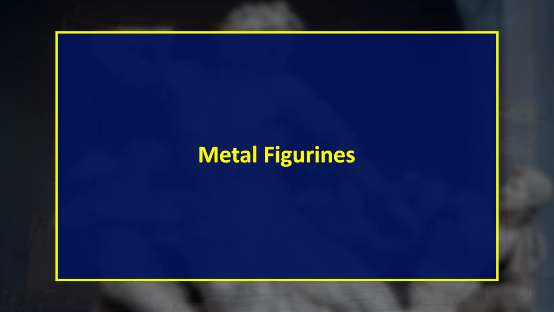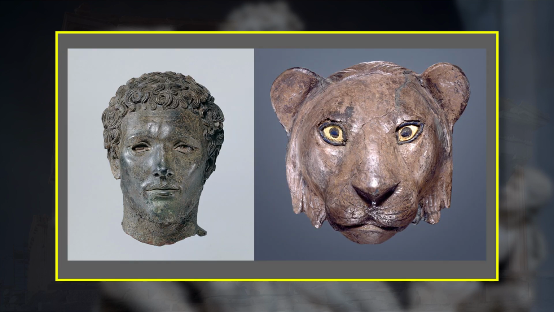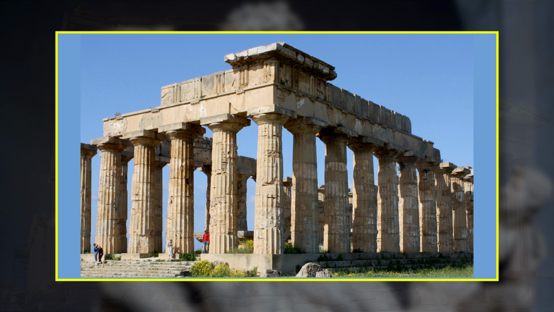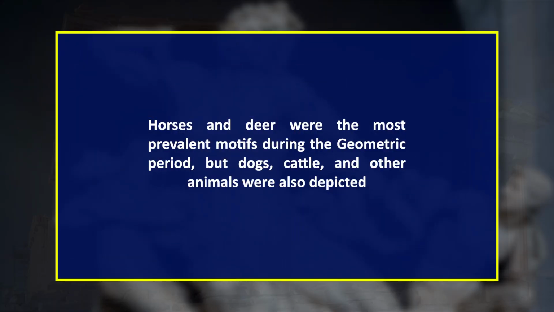Now coming to metal figurines. Thousands of figurines made of metal, mostly bronze, portraying animals have been discovered at ancient Greek temples such as Olympia. They are often created using the lost wax process and may be regarded as the earliest form of Greek bronze sculpture. Horses and deer were the most prevalent motifs during the geometric period, but dogs, cattle and other animals were also depicted. Human figures occasionally appear.